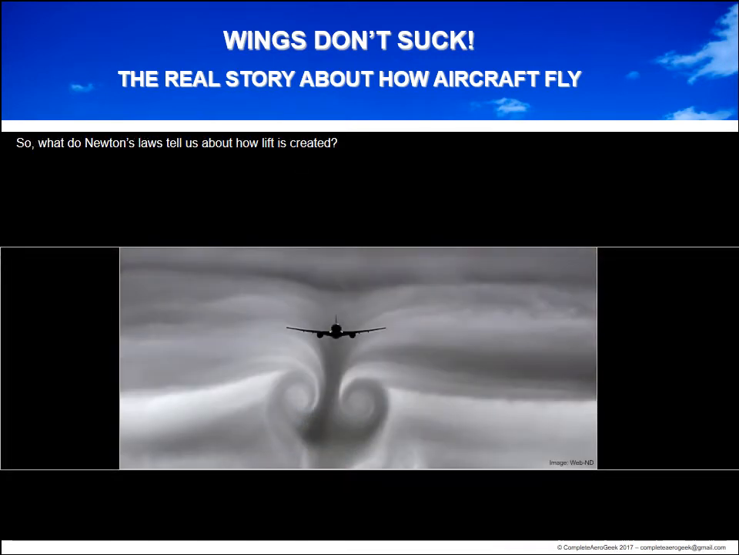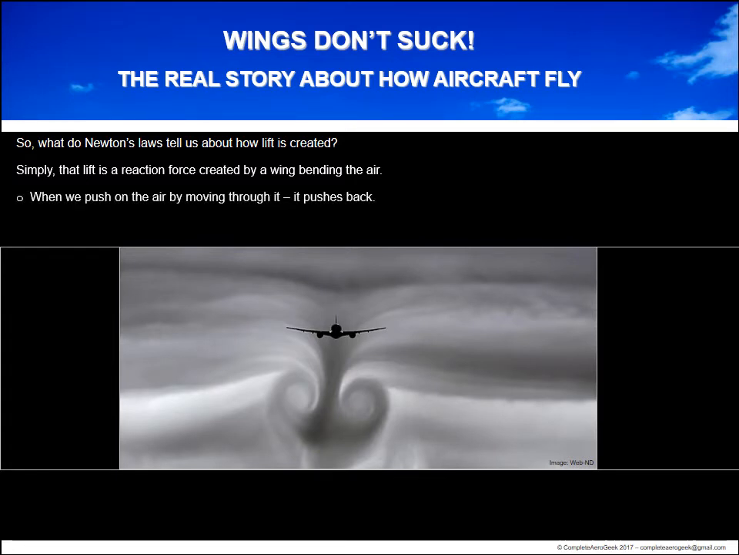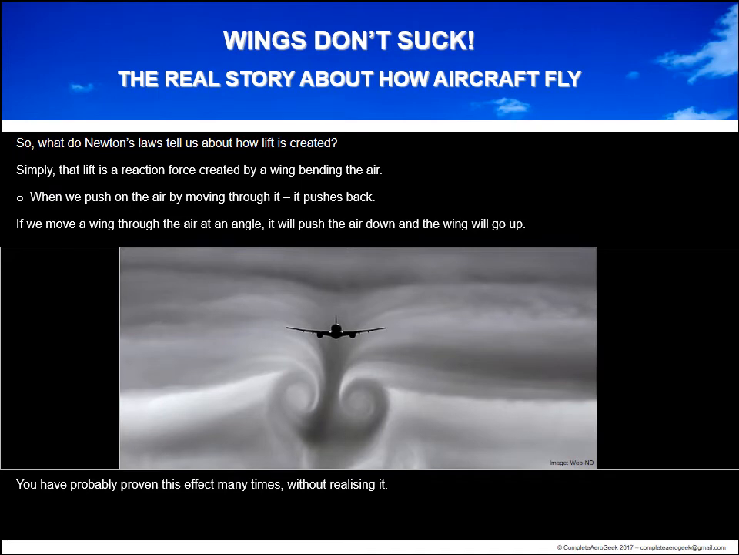So, what do Newton's laws tell us about how lift is created? Simply, that lift is a reaction force, created by a wing bending the air. When we push on the air, by moving through it, it pushes back. If we move a wing through the air at an angle, it will push the air down, and the wing will go up. You have probably proven this effect many times, without realizing it.